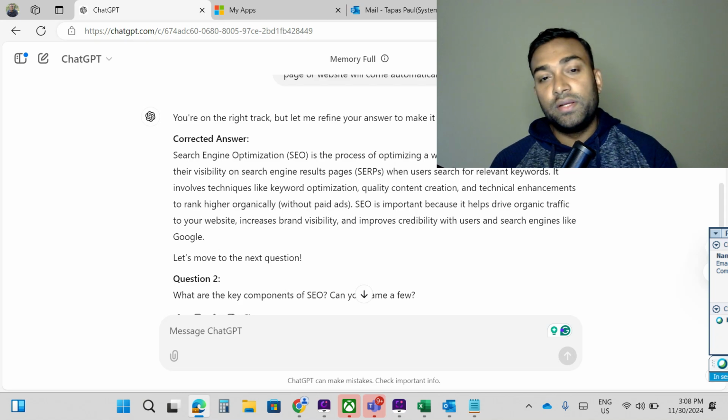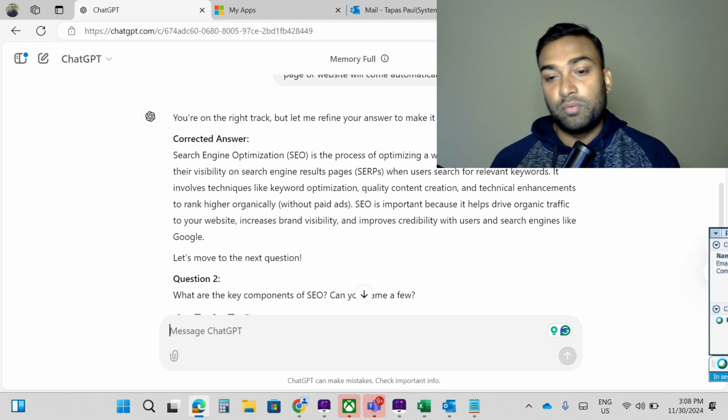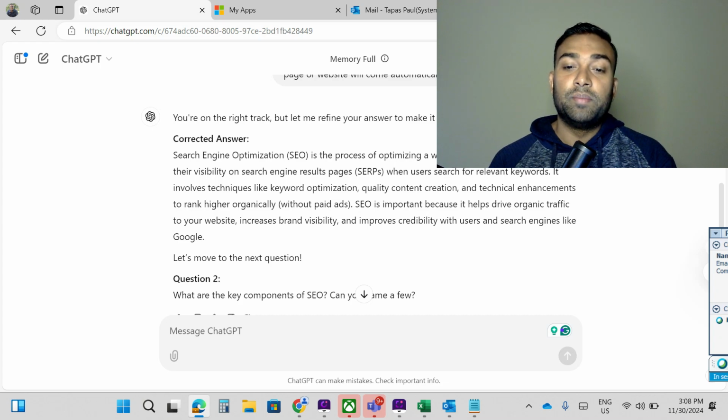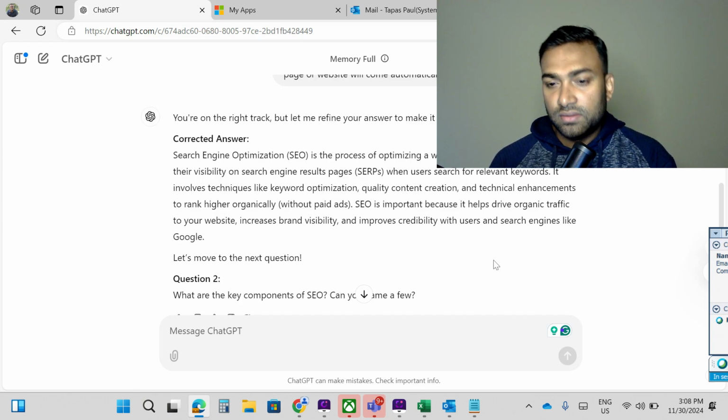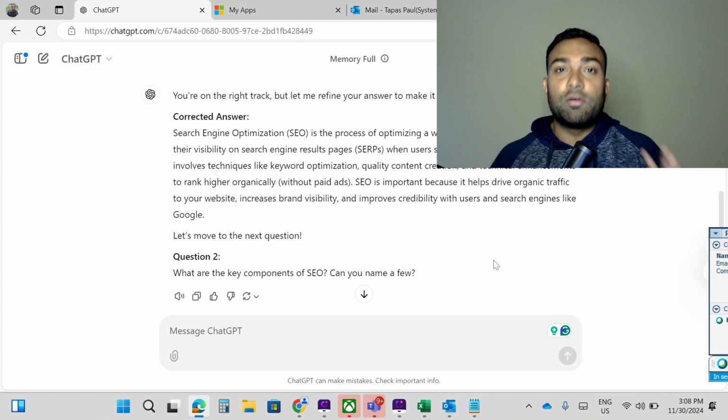As I told you already, without paying, you can get customers automatically, organically. SEO is important because it helps drive organic traffic to your website, increase brand visibility, and improve credibility with users and search engines like Google. Let's move to the next question. So I think you have got the idea now.